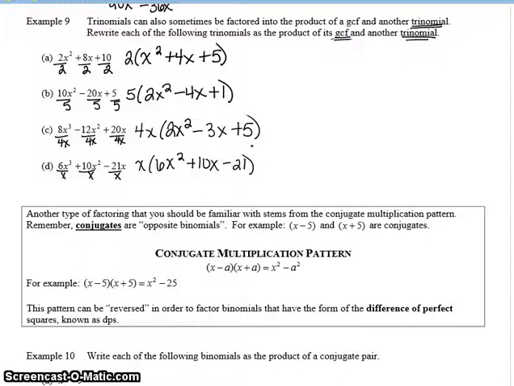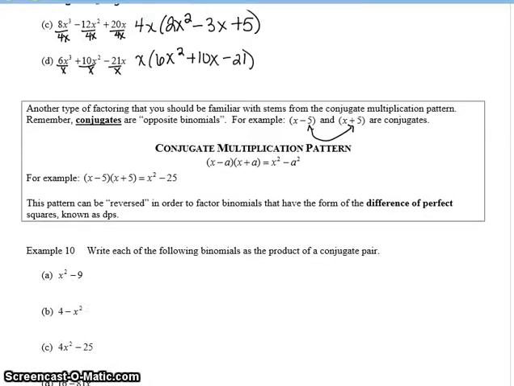Another type of factor that you should be familiar with stems from the conjugate multiplication pattern. Remember, conjugates are opposite binomials. So these two right here, x plus 5 and x minus 5, they're called conjugates. Okay? Conjugate multiplication results in only 2 terms here. Okay? This is called the difference of perfect squares. All right? So, you have two sets of parentheses.